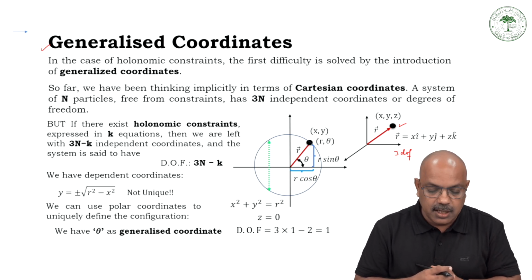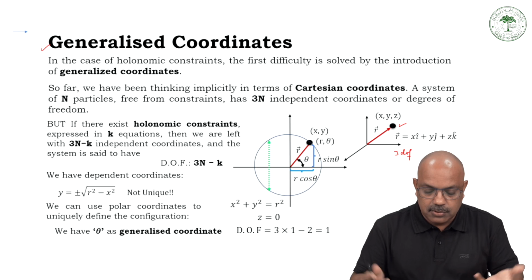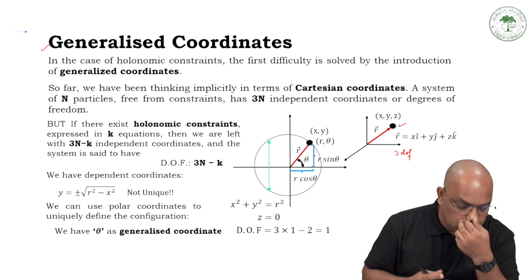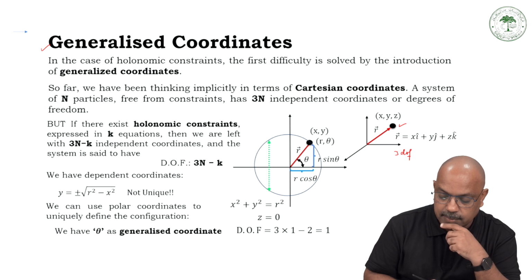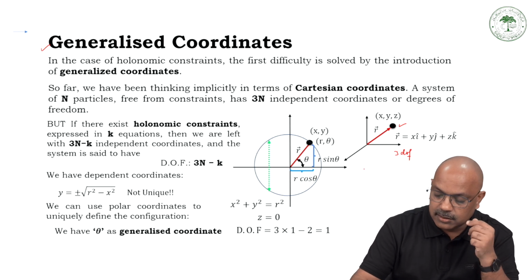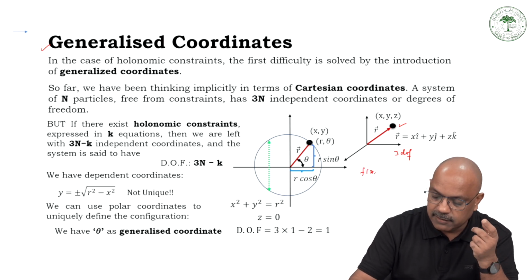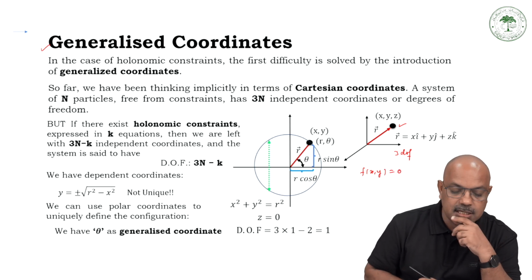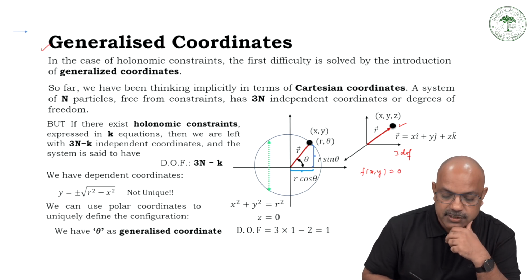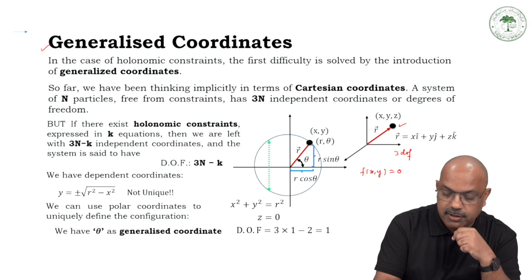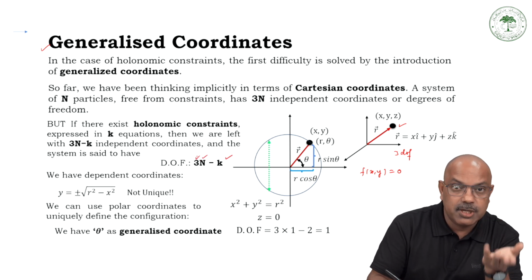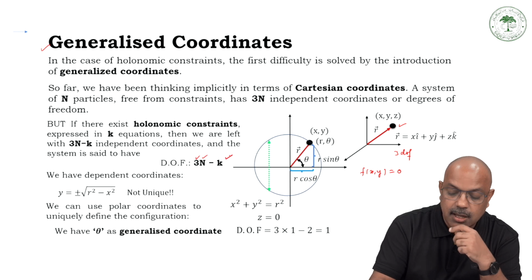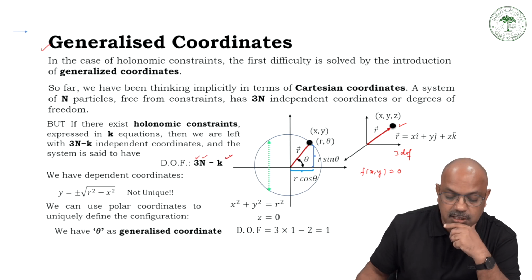Now, the moment I put a constraint on the system, if the constraint is holonomic, I am able to write the constraint in terms of, say, x and y, so this is going to be 0. Then we know that the degree of freedom is given by the number of particles in the system, the dimension in which we are working, and the number of constraints on the system.